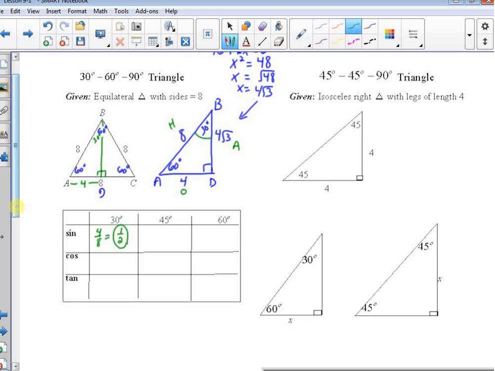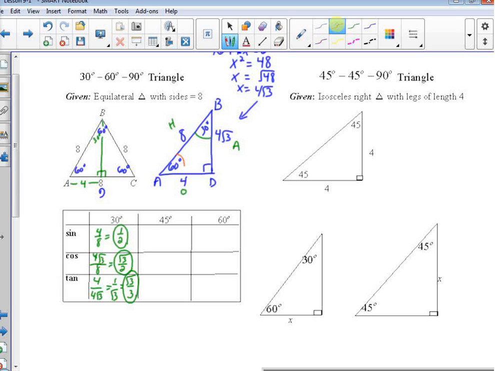Now, let's keep going. The cosine of 30 is adjacent over hypotenuse, so that's 4 radical 3 over 8. We simplify 4 over 8 to 1/2, so this turns into radical 3 over 2. Then tangent of 30 degrees is opposite over adjacent, so that's 4 over 4 radical 3. The 4s cancel, you get 1 over radical 3, and if you rationalize that, you get radical 3 over 3. So that's for 30.